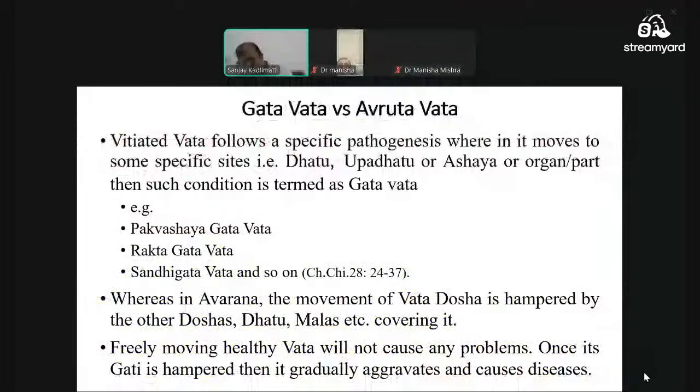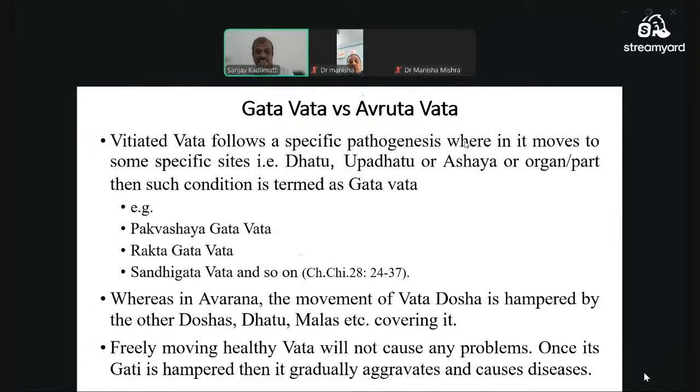Now, one more basic principle I was asked about, students are always confused. Sir, what is the difference between Gata Vata and Avrita Vata? Easy actually. And some students will ask me, what is the difference between Marga Avarana and Srotorodha and Avarana? But here are some answers. See, if the vitiated Vata follows a specific pathogenesis, wherein it will be moving to some specific sites like dhatu, upadhatu, or ashaya, or an organ part, then such a condition is called Gata Vata. Vata itself is going because of its chala guna. There is a specific pathogenesis where Vata itself is moving, called Gata Vata. Example I have given here, Pakvashaya Gata Vata, etc.